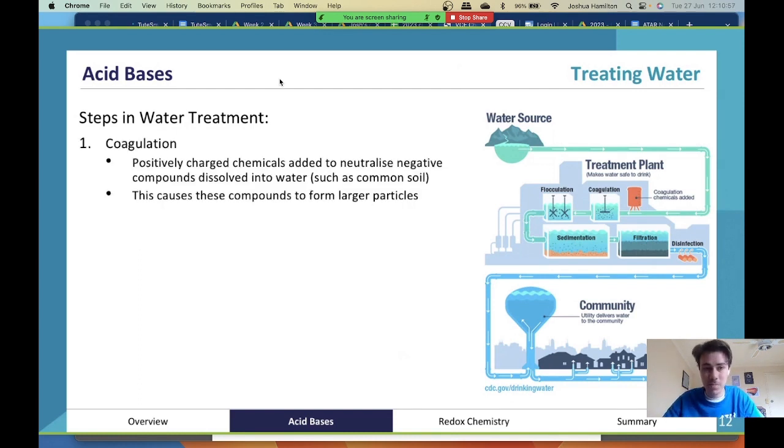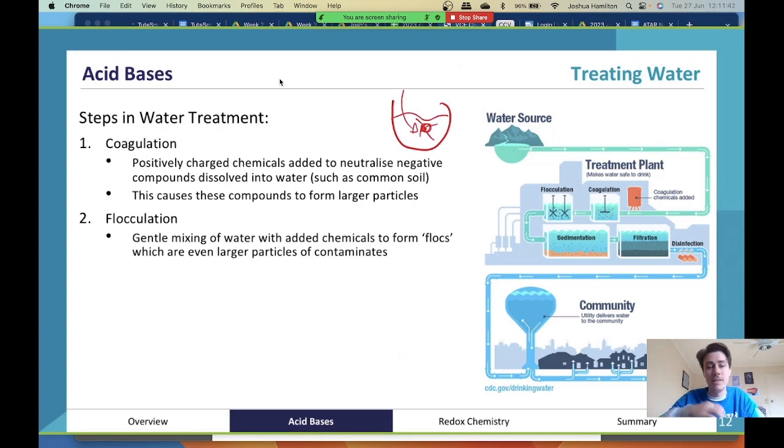So we start off with coagulation. This is where we get our positively charged chemicals and we neutralize the negative compounds dissolved into water. This is a really important step because water that we obtain usually has lots of these negative compounds from the soil absorbed and dissolved into it, and it's just within the solution. You can't filter it out; you can't put it through a filter, it's not going to come out. You need to clump it up to filter it out. By putting these positively charged chemicals in, they go in and attract all these other ones to it, and it makes this big clump. Now this big clump can then be filtered out.